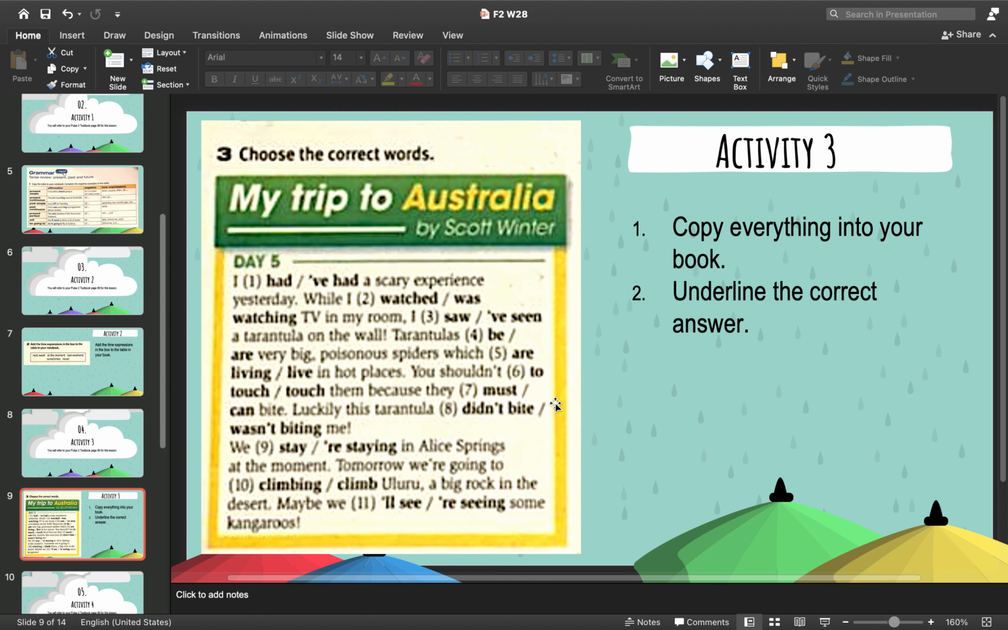Gariskan perkataan yang betul. Alright, so for number 1, I had ke I've had a scary experience yesterday. So dia ada yesterday dekat sini. So kita nak pakai had ke have had. So refer to this table and then underline your answer. Okay, alright. Kamu boleh tengok nota yang kita dah belajar sebelum ni juga untuk grammar, untuk jawab soalan-soalan ni, okay? You can also refer to the previous notes on grammar which we've learnt in the past to answer these questions.